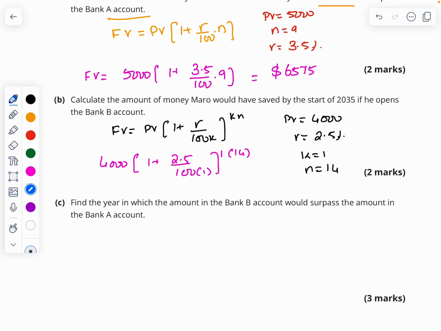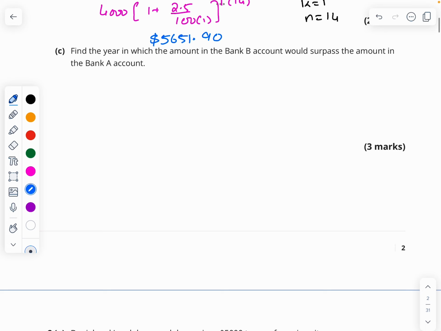Simplify that, and you should get 5651.90. Always write in two decimals. Now find the year in which the amount in the Bank B account would surpass the amount in Bank A. So write it out clearly. When N equals 50, at the start of 2071, Bank A will be greater than Bank B.